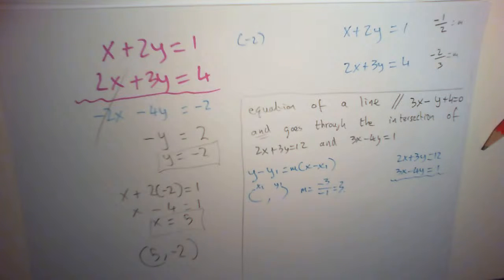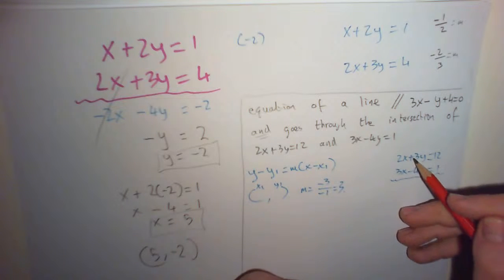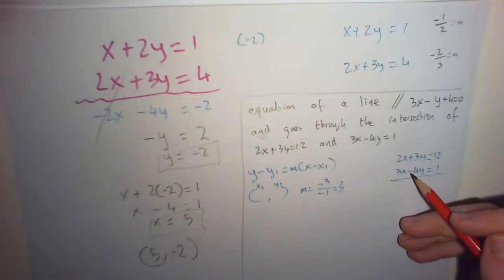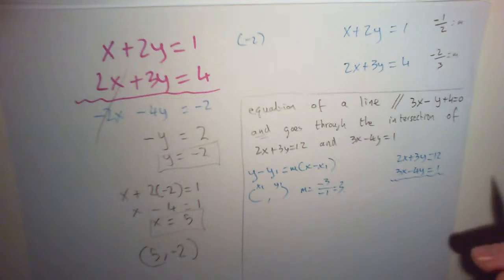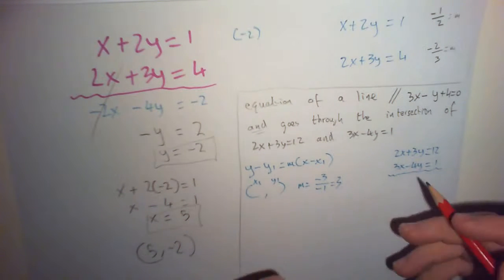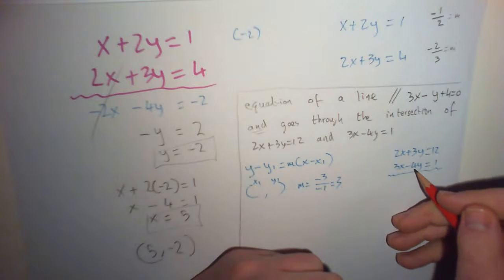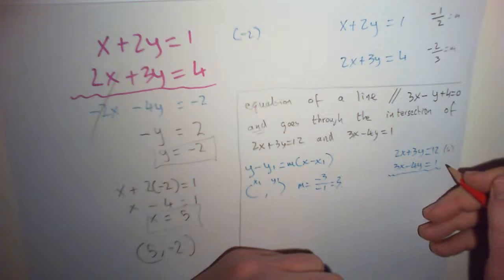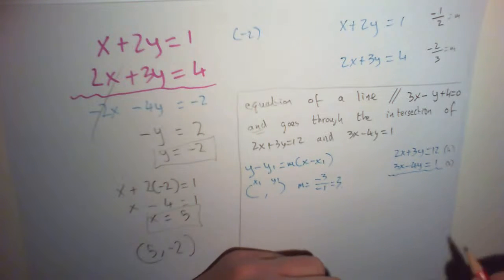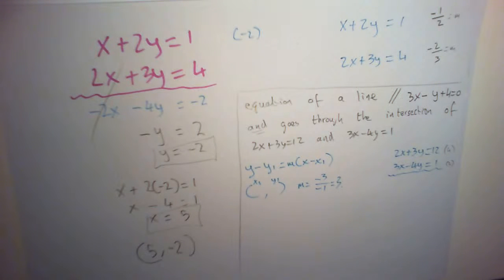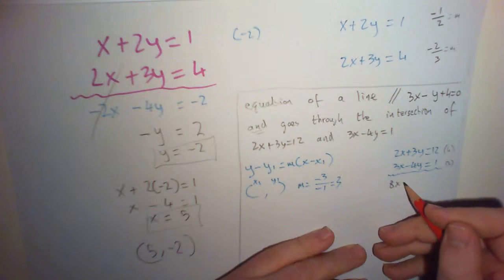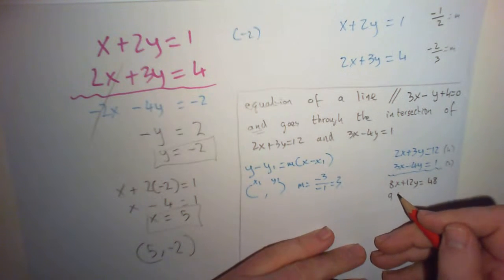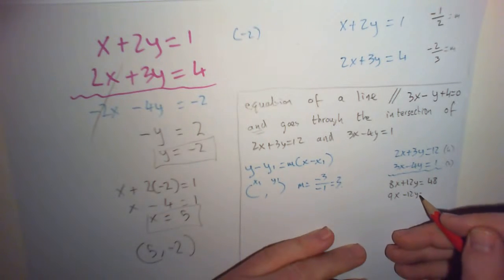Squiggly line underneath them. Decisions, decisions. Nothing here is easy, but because both of these are already opposite, it naturally makes sense to multiply the top line by 4 and the bottom line by 3, and the y's cancel out. So the top line by 4 gives me 8x plus 12y equal to 48. The bottom line by 3 gives me 9x minus 12y is equal to 3.